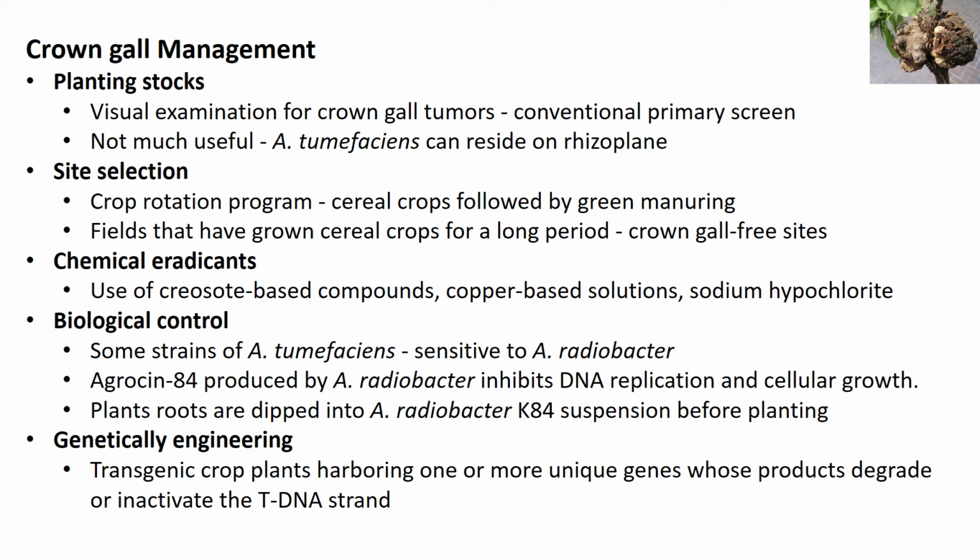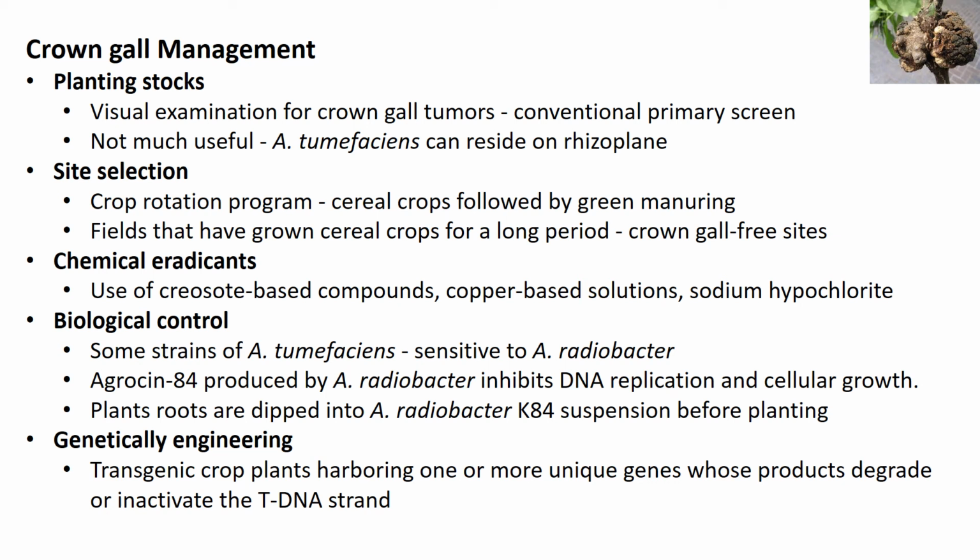Another important approach for crown gall management is biological control by using the bacterium Agrobacterium radiobacter. Some strains of Agrobacterium tumefaciens are sensitive to Agrobacterium radiobacter. It produces an antibiotic known as agrocin 84, which inhibits the growth of Agrobacterium tumefaciens by inhibiting the DNA replication and cellular growth. So, for preventing crown gall development, plant roots may be dipped into Agrobacterium radiobacter K84 suspension before planting.